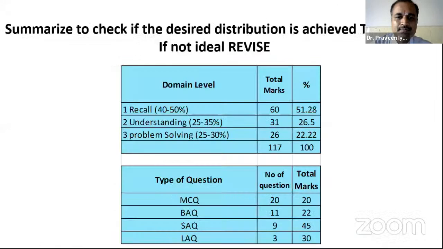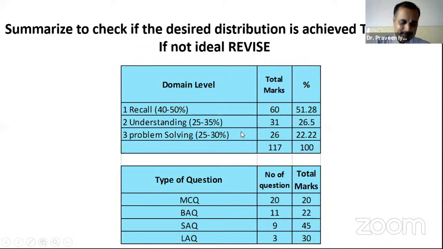If we go to the next table, we'll get a summary of how many questions, how many marks are allocated for recall, how many marks are allocated for understanding, and how many are for problem solving. Now, in this particular example that I've shared, 60 marks are of recall questions. So 51.28%. Why is it so? Because questions in option also have been taken into consideration. So therefore, a total of 117 marks of questions we have set or allocated, and we have to calculate the percentage accordingly. 60 out of 117 is 51%. Then 31 out of 117 is 26%, and 26 out of 117 is 22%.